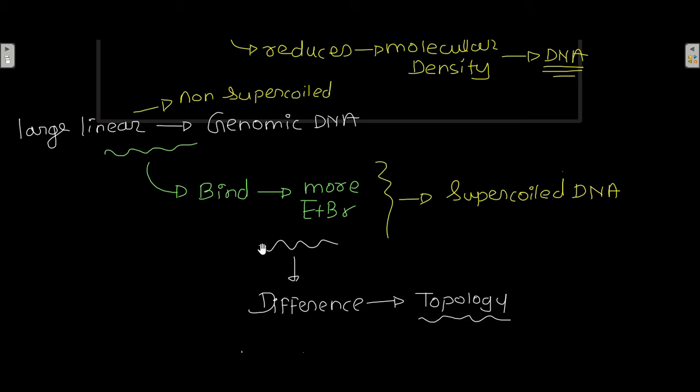So EtBr is playing a major role. EtBr binds, density reduces. EtBr binds more to the bacterial DNA, that is why more density reduces. EtBr binds less to the supercoiled DNA, so there is not much difference in it. This causes the difference in the densities of your bacterial DNA and supercoiled DNA, and on the basis of that difference we are going to separate them.